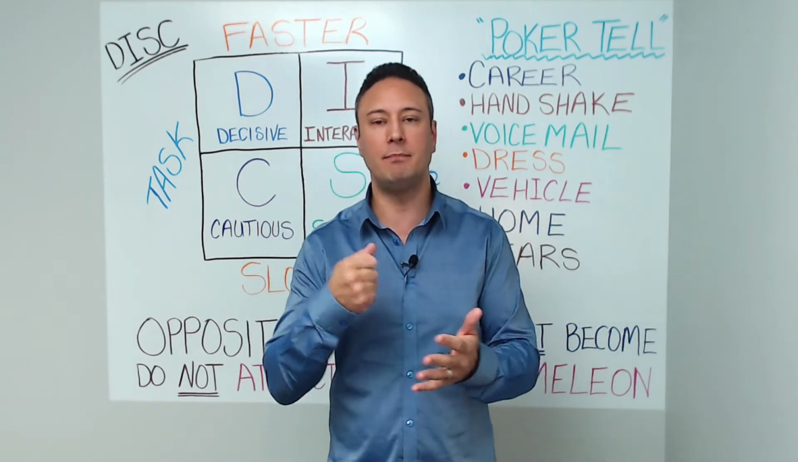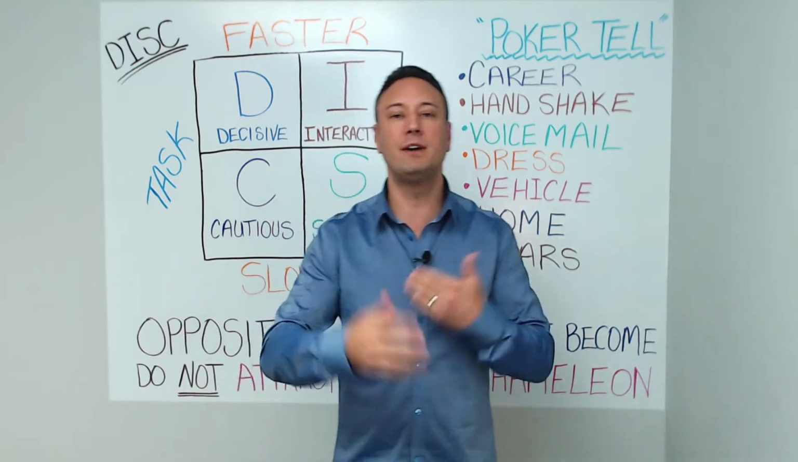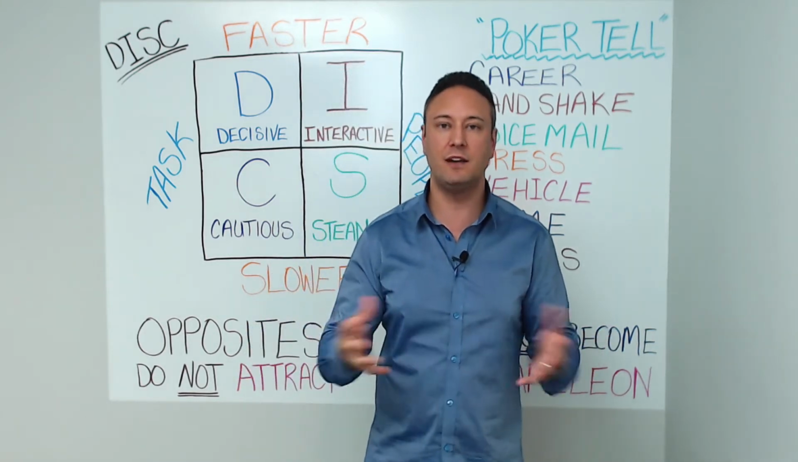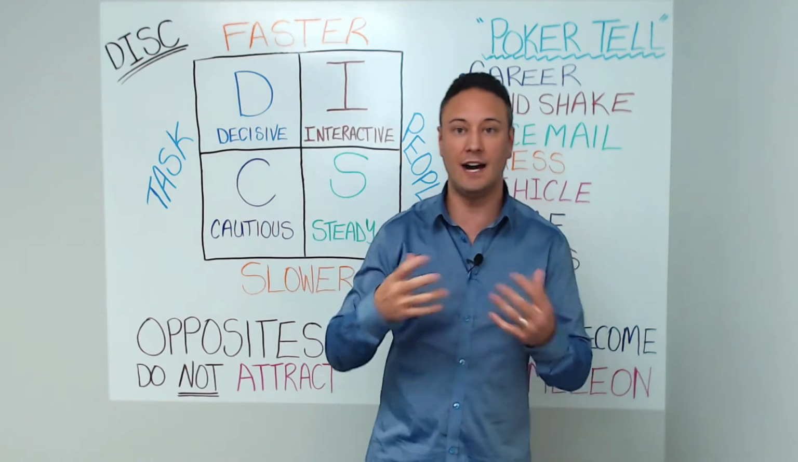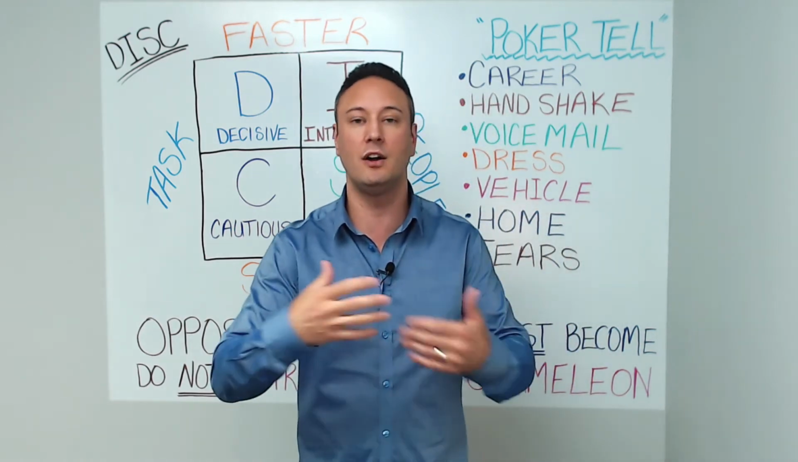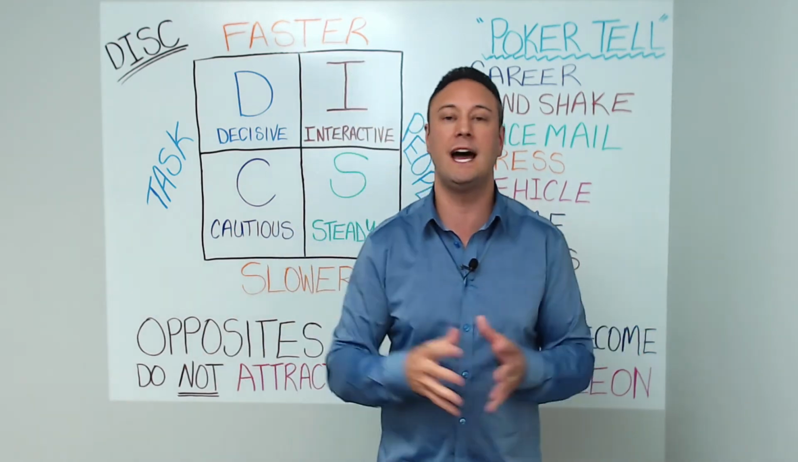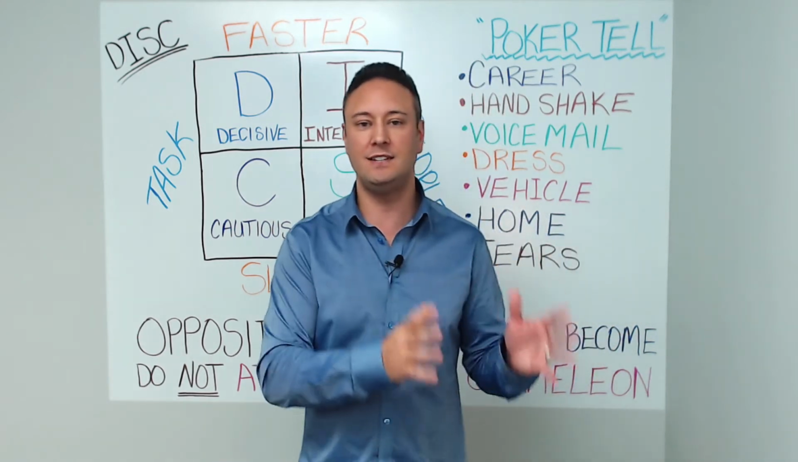And they're going to be very bottom line oriented, or they're going to be very personable, especially in sales. You get a lot of I's. A lot of realtors are I's because we're very personable. We can get along with anybody. Put us in a room and we will chat and have a great time. So those are the D's and the I's.